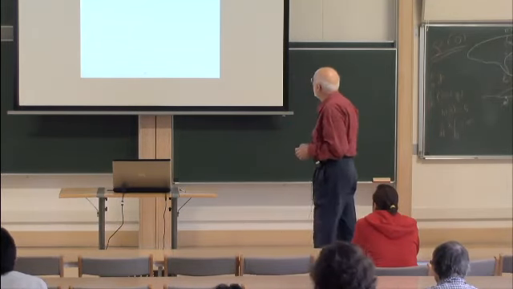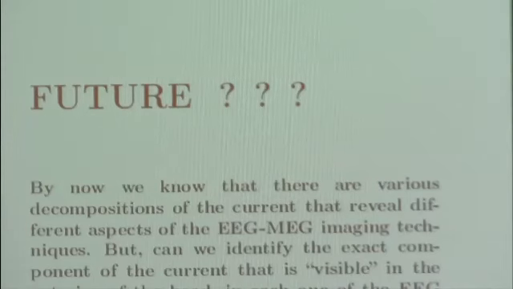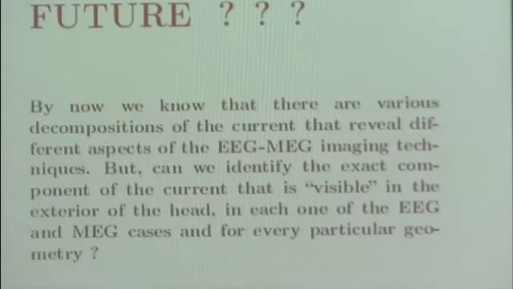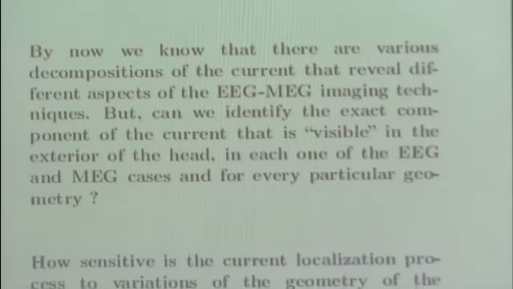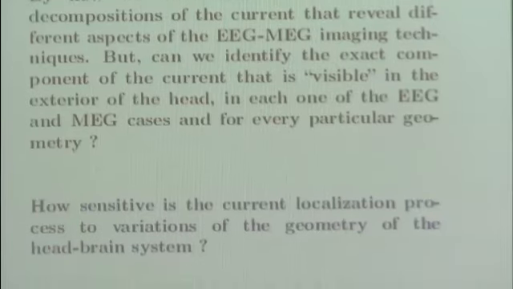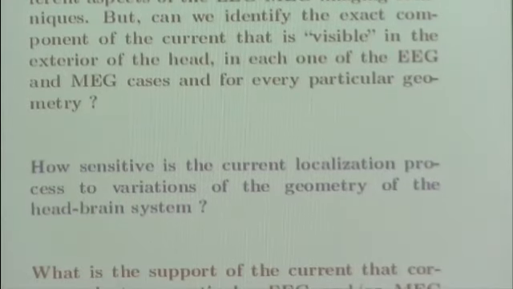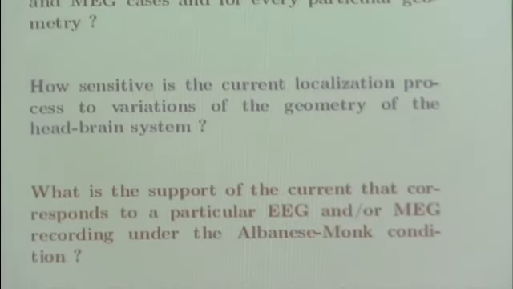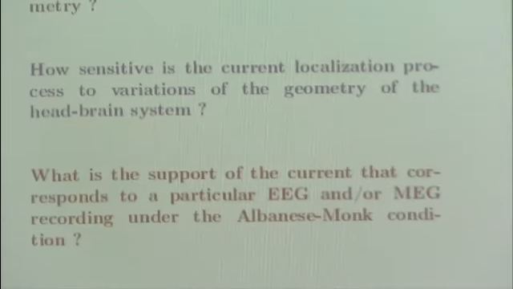Anyway, okay, let me go to the future now. What can be done here? By now we know that there are various decompositions of the current that reveal different aspects of EEG and MEG techniques, but can we identify exactly what component in every subspace is visible outside, intrinsically visible, not depending on the method, not depending on anything else?